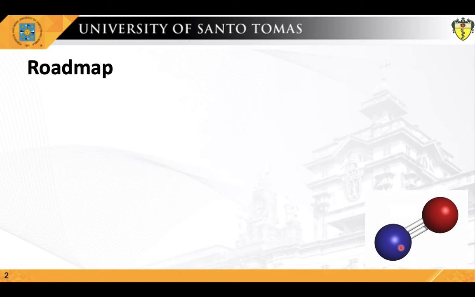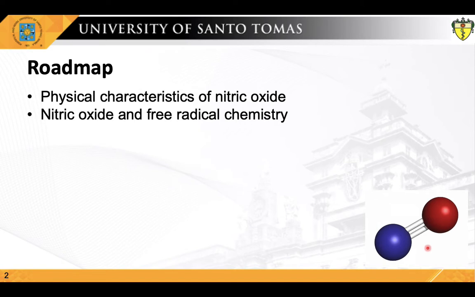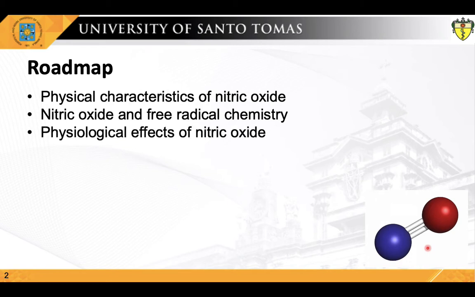This will be our roadmap for this presentation. First, we will explore the different physical characteristics of nitric oxide. Secondly, we will particularly look into the free radical chemistry of nitric oxide and what makes it a reactive oxygen species. Next, we will briefly enumerate the various and diverse physiological effects of nitric oxide responsible for its biochemical importance and versatility. Following this, we will examine the specific mechanism of action of nitric oxide.